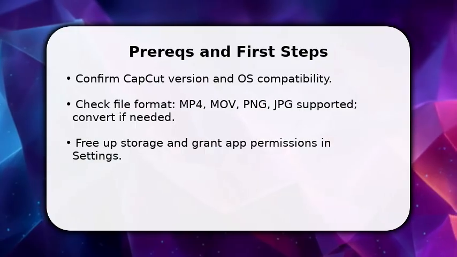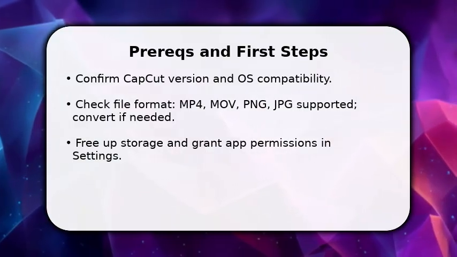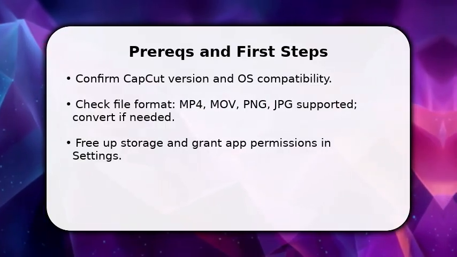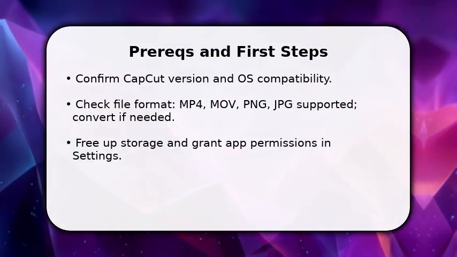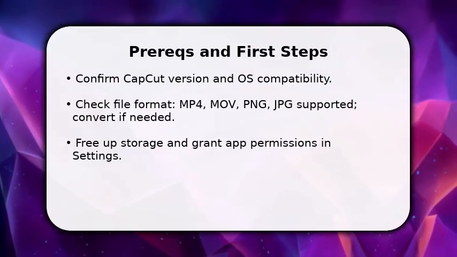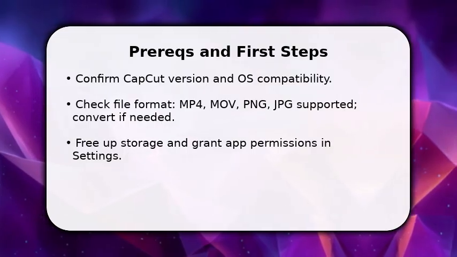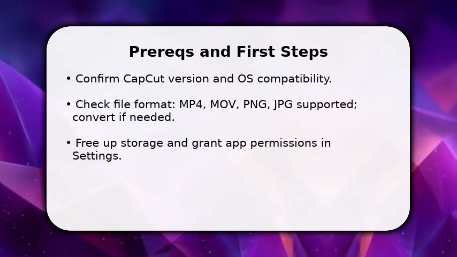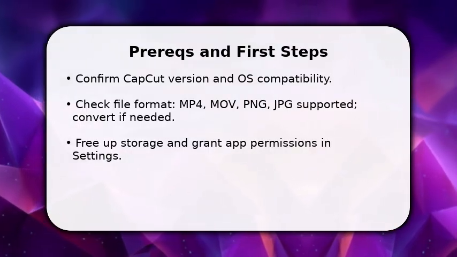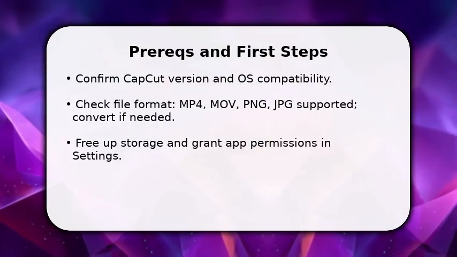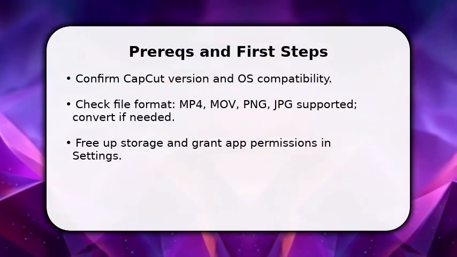You start by confirming CapCut is updated and compatible with your device. This prevents many import errors. Next, inspect the file. CapCut accepts MP4, MOV, PNG, JPG, so convert other formats to a supported one. While you're at it, free up storage space and ensure CapCut has photo and file permissions in settings so it can access media. Once done, relaunch the app and try importing the file again to verify the initial fixes took effect.